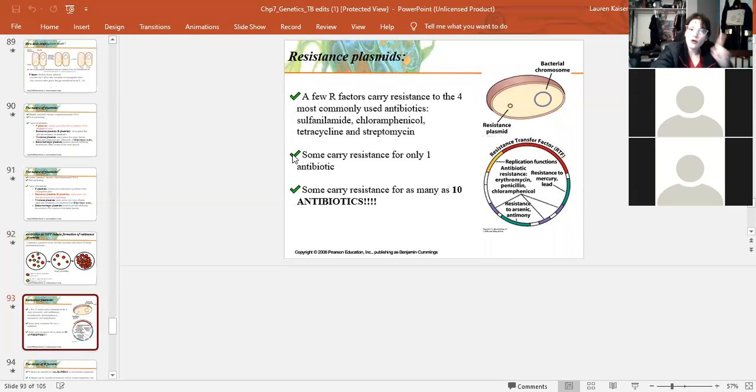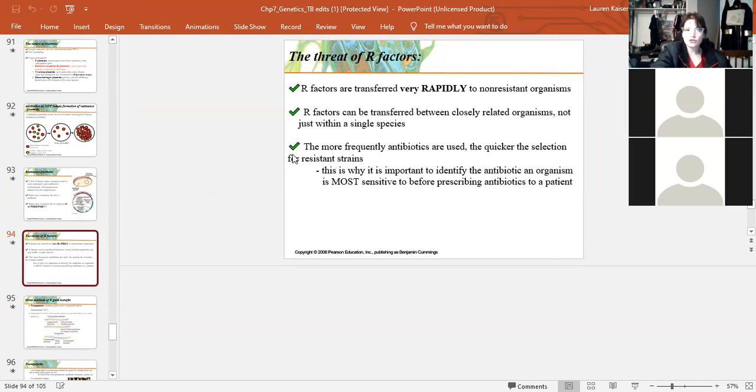Know that one plasmid can carry up to 10 resistance genes. So let's say that you have a resistance gene just for penicillin, right? That would be just one antibiotic. But if you can have a plasmid that's resistant for penicillin, vancomycin, all these other antibiotics under the sun, that can be pretty detrimental, right? So it could be as many as 10 antibiotics it could be resistant to.